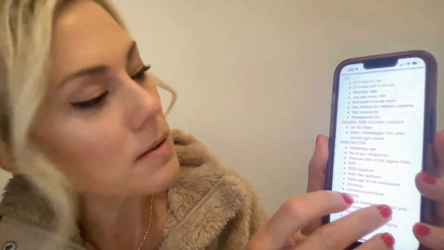and then I added in vulvar and vaginal cancer, risk factors, symptoms, diagnosis, treatment, vulvar cancer down here, same thing, risk factors, symptoms, diagnosis, surgery, treatment, and when to follow up, palliative care, and patient education on that one. Menopause, I also added information in here.